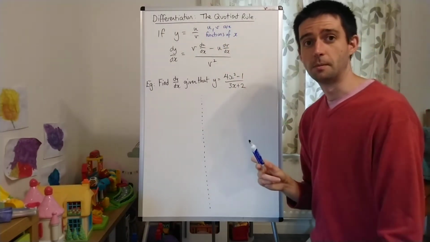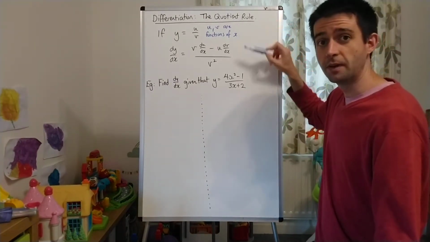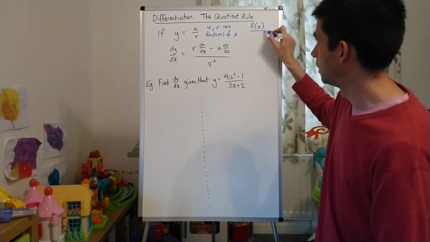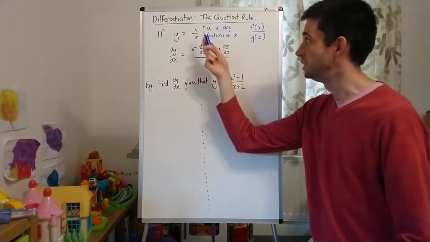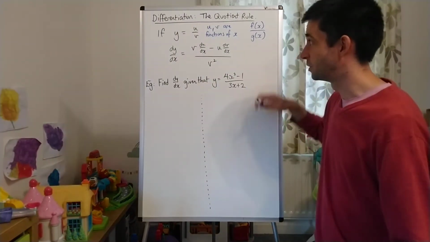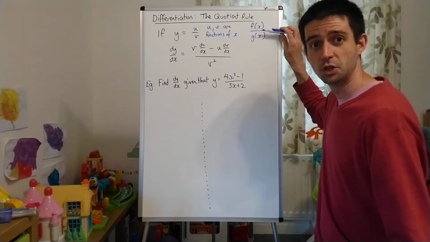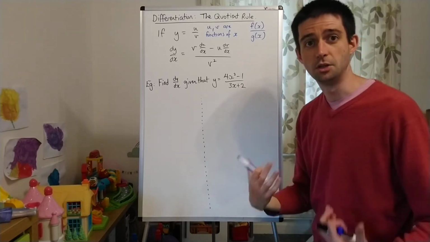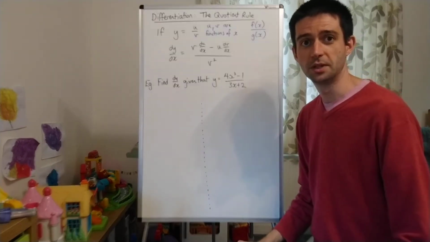Just as a little aside, since u and v are functions of x, you sometimes see this written as f of x over g of x, two different functions of x. So instead of u, they use f of x, instead of v, they use g of x. My preference is for the formula that looks like this. However, this is the version that's given in the formula book. But as always, if you're going to become fluent in using a rule, it makes sense to learn that rule. So learn the quotient rule and use it.